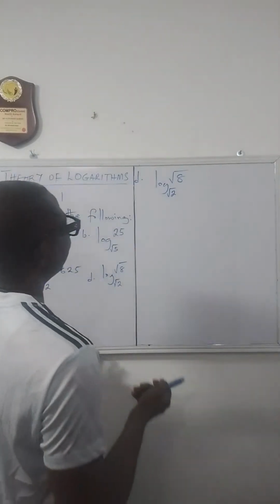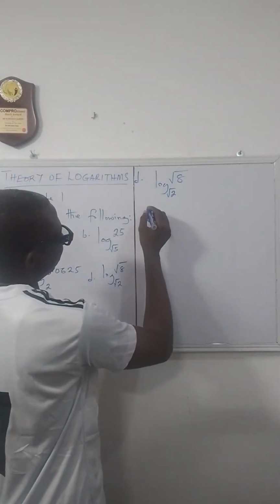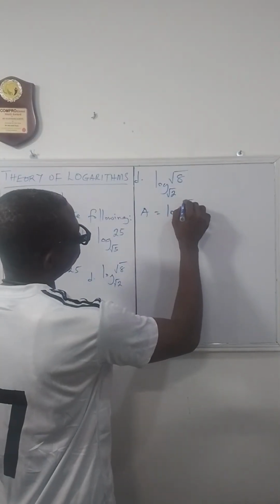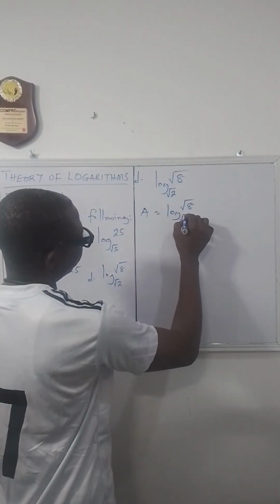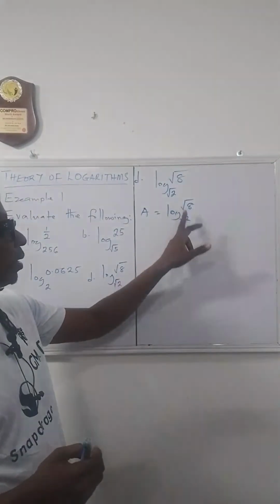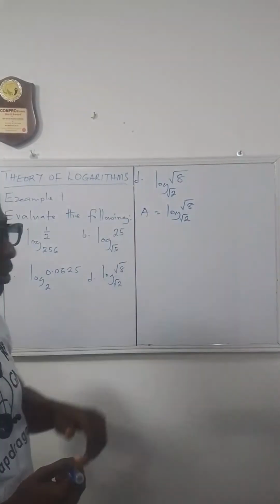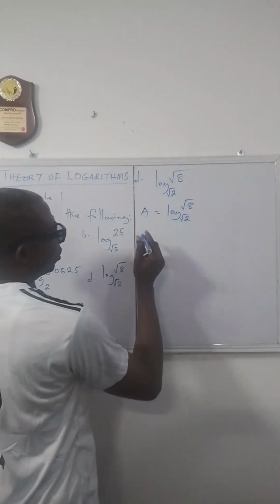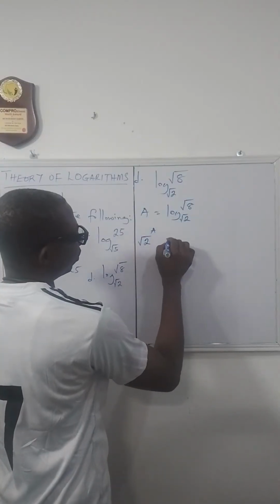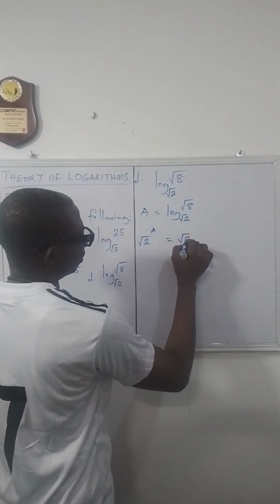Now the first thing is to make an assumption. Let's say A equals to log of square root of 8 base square root of 2. All right, so this is the number, this is the base, and this is the power. So the base comes here. So we have square root of 2 raised to the power of A equals to square root of 8.